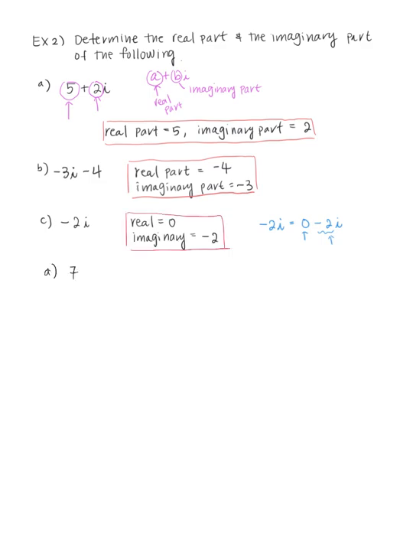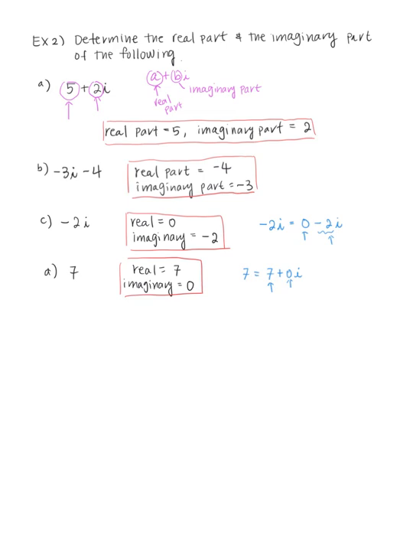Part D, now let's just look at good old 7. Do we have any i there, any imaginary unit? No. So the coefficient on i must be 0. The imaginary part is going to become 0, and the real part is going to be 7. Also, we can write this as 7 plus 0i. That's why 7 is the real part, and 0 is the imaginary part.